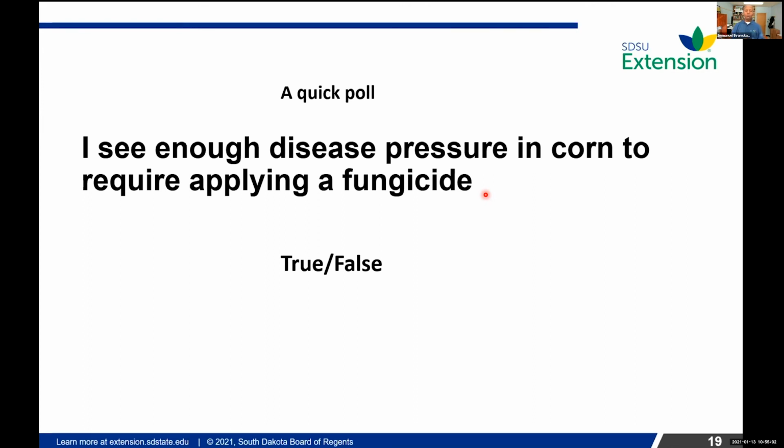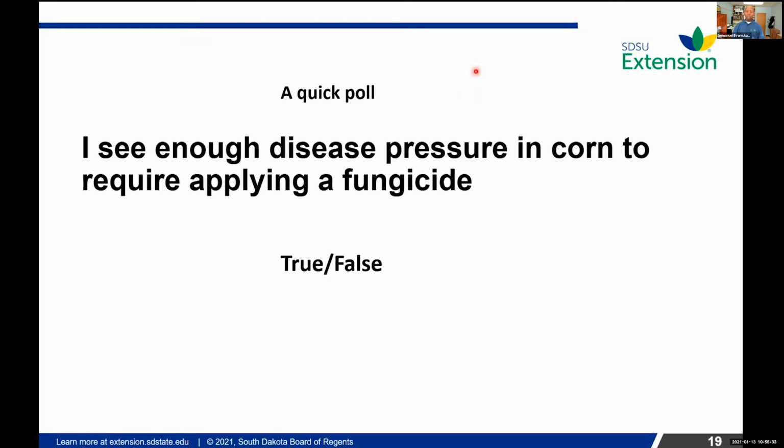Okay, so based on what I'm seeing already here in the poll, it seems like more than 90% of you are saying that this is false, that you don't see enough disease pressure in corn to require a fungicide. And this is in agreement with what I'm going to share with you, because in our small plot research, in my scouting, we don't see a lot of disease pressure in corn to warrant using a fungicide. So that's great, we agree.